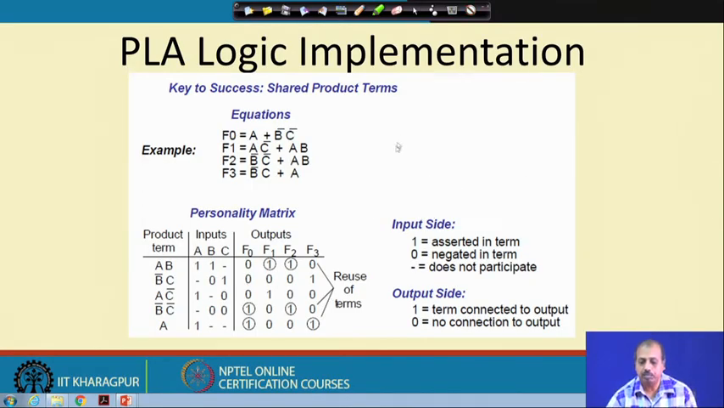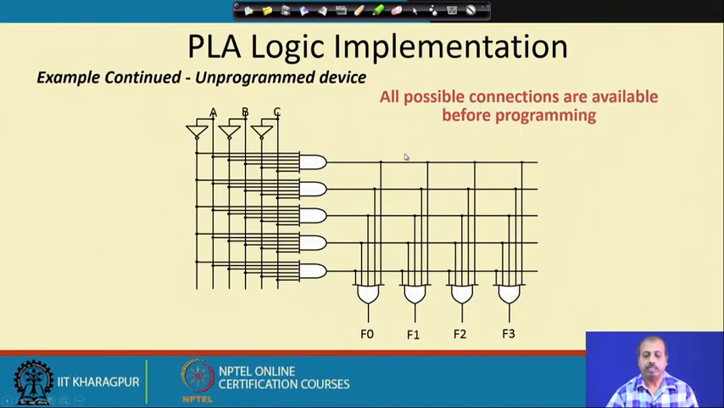So, next we will see how this can be realized. We can see that I have got A, B, C as the 3 inputs. We have drawn these inverted lines A bar, B bar and C bar, and these are all possible connections. So, this AND gate has got connection from all the lines. The second AND gate has got connection from all the lines. Similarly, this OR gate has got connection from all the 5 rows that are running. So, it is connected here. So, this is an unprogrammed device.